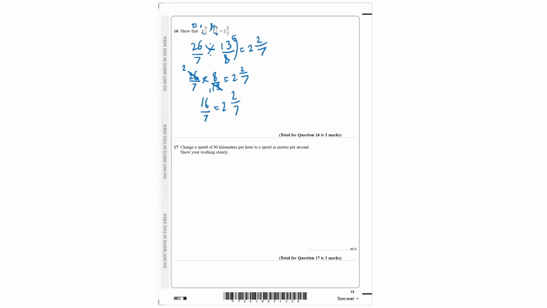We can find the highest multiple of 7 just before 16 to be 14. 14 divided by 7 is 2. So we have 2. And then 16 minus 14 is 2 again, and we divide it by 7. That is equal to 2 2/7.